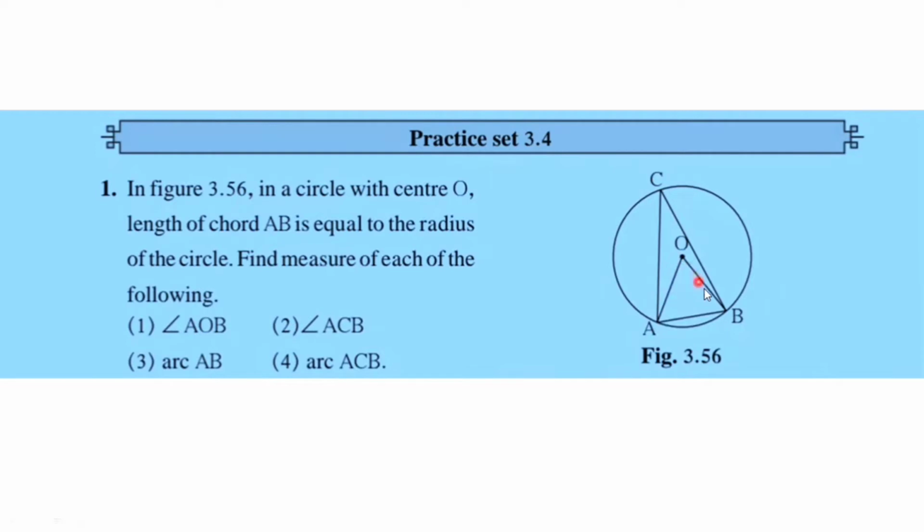So OA and OB are the radii of the circle and AB is given to be congruent with this radius of the circle. From this, we have to find the measure of each of the following: first, angle AOB as we can see in the diagram; second, angle ACB; third, arc AB; and fourth, the measure of arc ACB. So we have to find measures of all of these four.